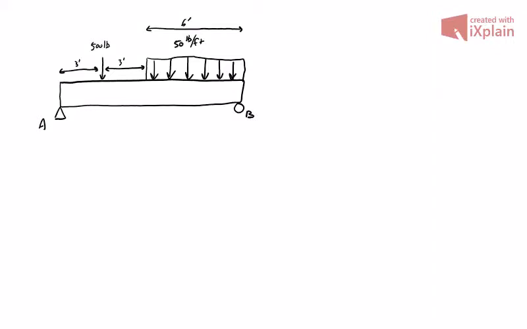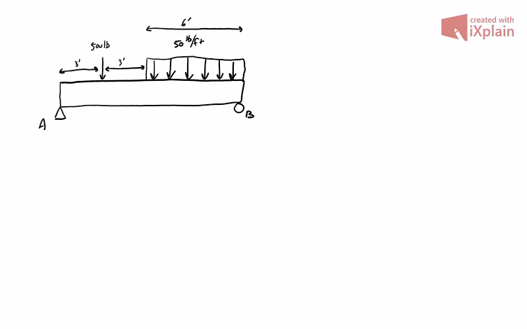All right, this is lesson 26, example problem 2. So we have a simply supported beam that has a 500-pound point load as well as a 50 pound per foot distributed load on the right side. It's simply supported with a pin support at A and a roller support at B. We're asked to solve for the reaction forces and then draw the shear and moment diagrams.